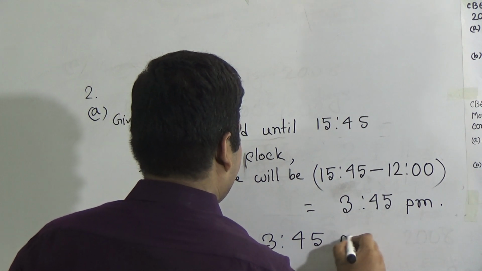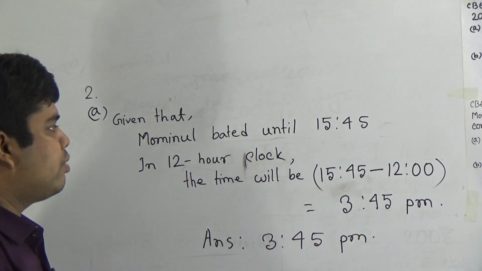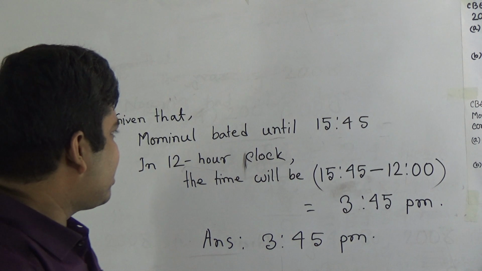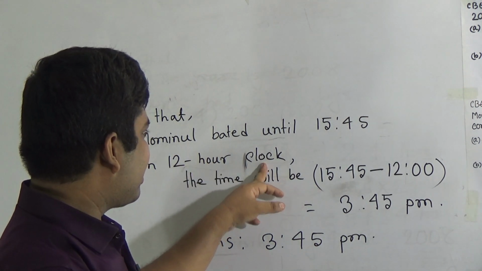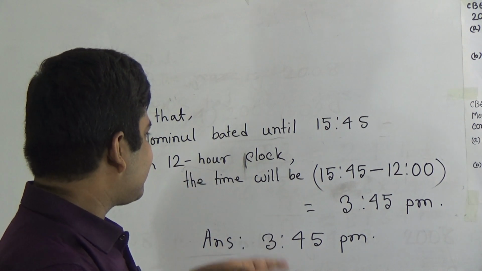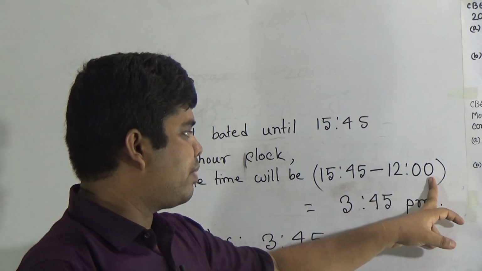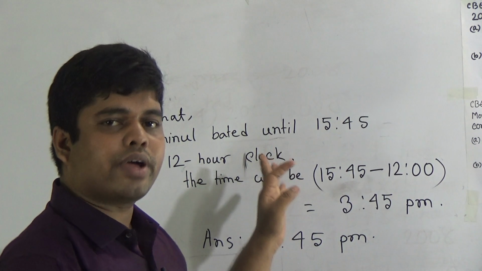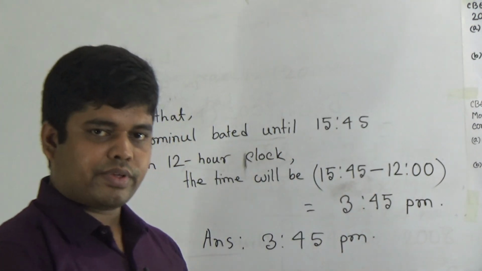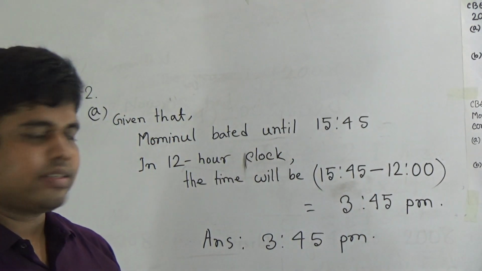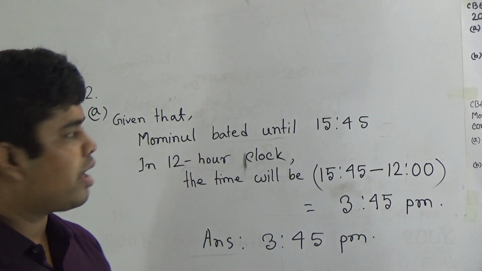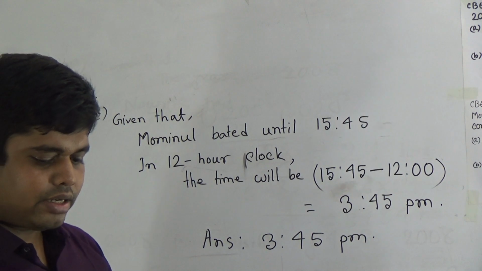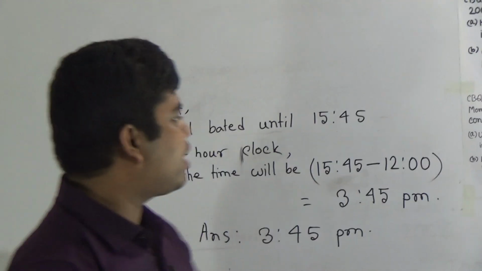3:45 p.m. My dear students, when you want to convert a time into the 12-hour clock, then you must subtract 12:00 from the required 24-hour time and we get the result. Okay, in every case the condition will be the same. Okay, so A number question done. Next we shall solve question number B.